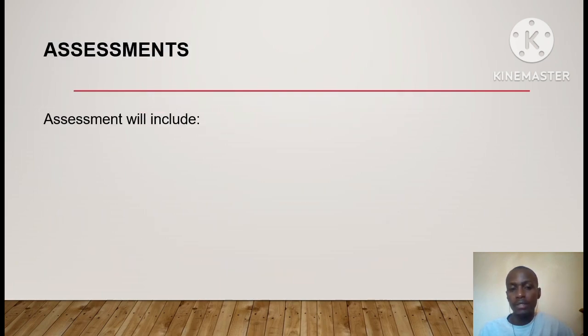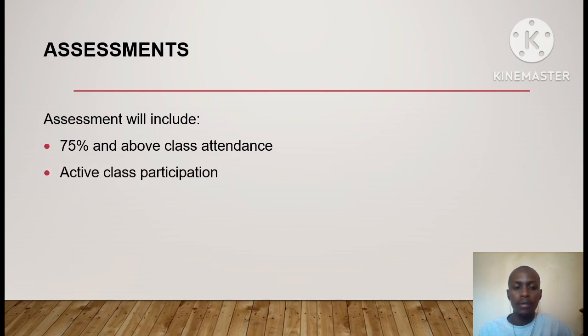So the assessment criteria for this particular course will include 75% and above class attendance. So ensure that you attend at least 75% of the classes. You're also required to actively participate in the class. Cat 1 will be at 30%. The date will be communicated by the facilitator. Cat 2 will also be 30%, and the date will also be communicated.